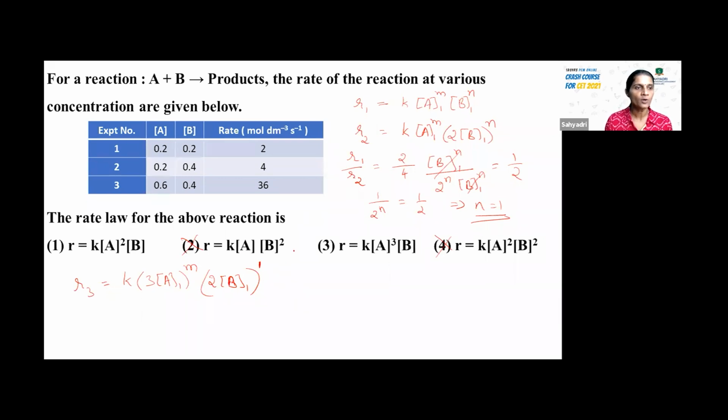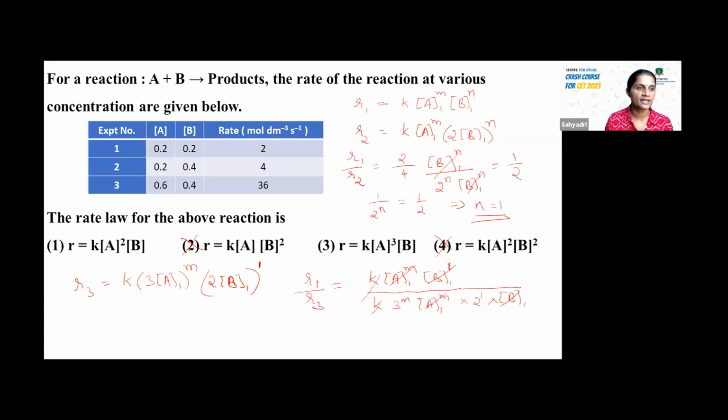I'll substitute that because I will not go for a change of both. Okay. Now, what I'll do is I'll take R1 by R3. R1 was K into concentration of A1 to the power M into B1 to the power N divided by R3, which is K into 3 to the power M into concentration of A1 to the power M into 2 to the power 1 into B1, hope you are following this, correct? Now N is 1 here, N you substitute it as 1. Now you cancel. This gets cancelled. This gets cancelled.